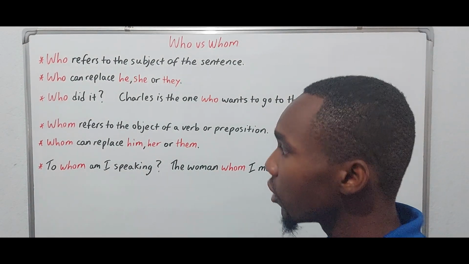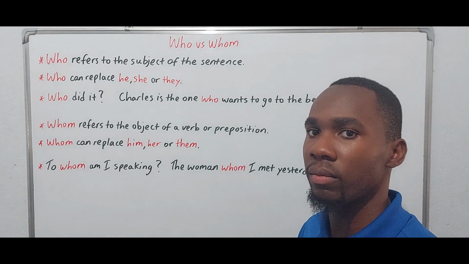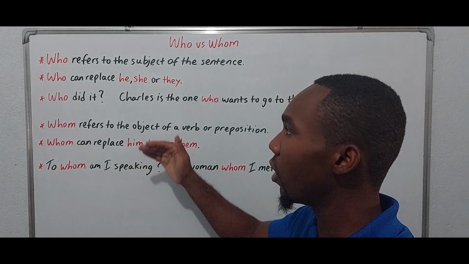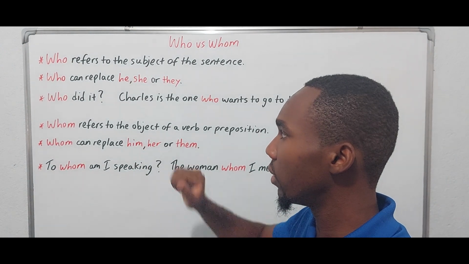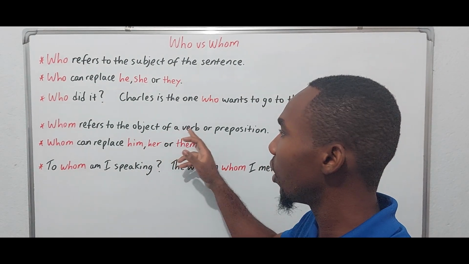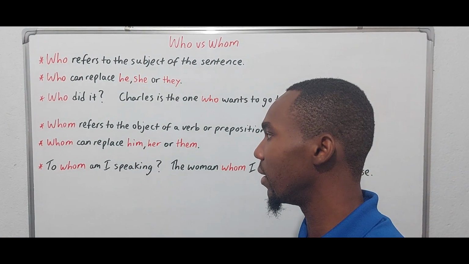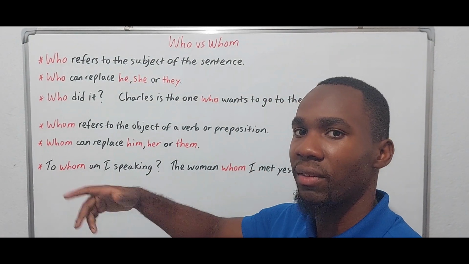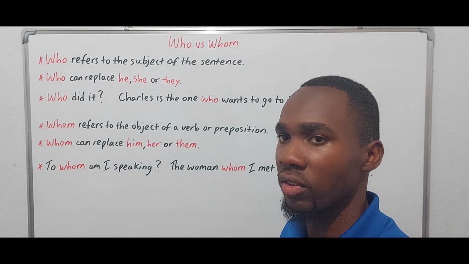All right? Conversely, we use whom when we are talking about the object of a verb or preposition. Basically, the object of the sentence. So whom can replace him, her, or them, which are the object pronouns to these subject pronouns. So we said the object of a verb or preposition. We have an example of a preposition: To whom am I speaking? We have the preposition to, so once we have that preposition, we need an object. The object is going to be whom. Of course, we're talking about persons, but whom.